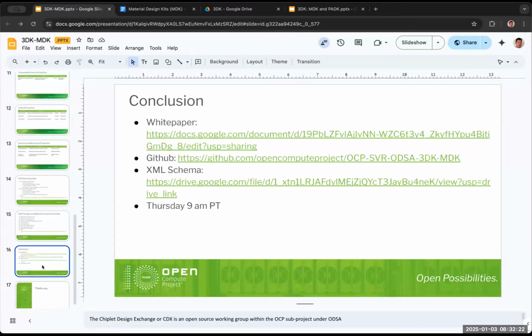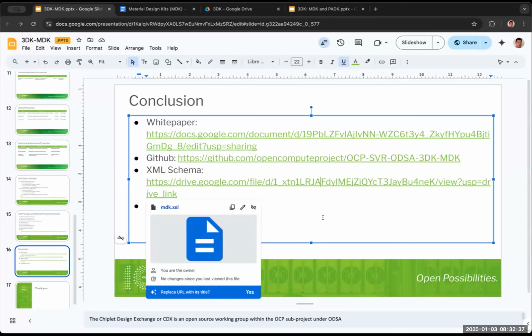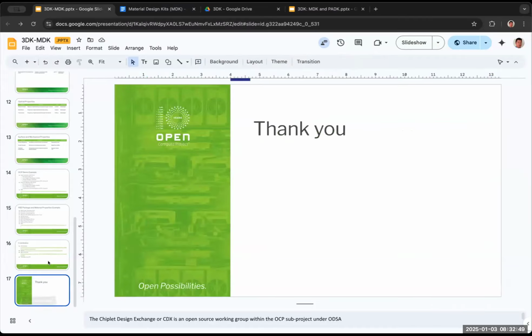So that's the last slide. The draft paper can be viewed here, at the link. And then there's a GitHub where we store all these examples and data, and the schema will be part of the link for the XML. We have meetings every other Thursday at 9 a.m. Pacific time. That's all from my side.